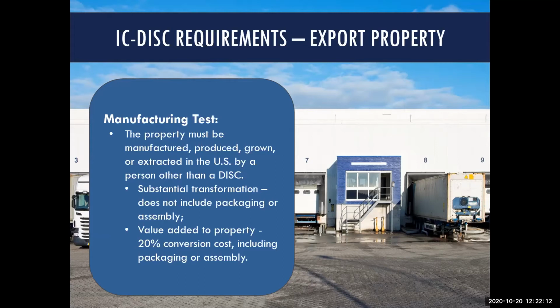However, by adding printing or graphics to that t-shirt, if you can show that you've added a 20% conversion cost through the cost of supplies or the cost of labor, you can now meet the manufacturing test of being manufactured in the US. And therefore the sale of the printed t-shirts outside the US could potentially qualify as export property.